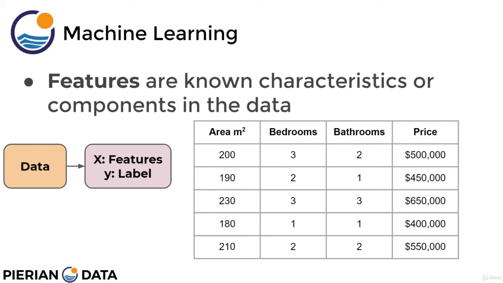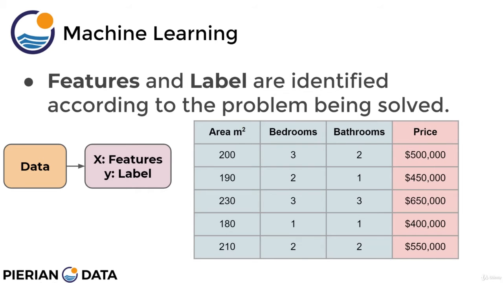Then we know features are the known characteristics or components in the data that we're predicting the label from. In that case, it's all the features of the house, such as the area, the number of bedrooms, and number of bathrooms. And now we've taken our complete data set and we've assigned the features that we're predicting from and the label, what we're trying to predict.